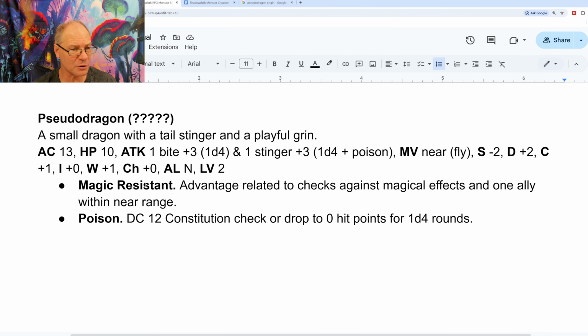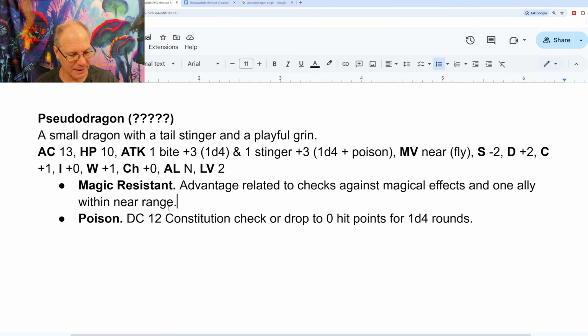So I've got here: magic resistant, advantage on checks against magic effects, and one ally within near range. So it's very different to just affecting itself. If it has an ally within near range, which is about 30 feet, then that ally will also have that magic resistance advantage on related checks against magical effects. That's what I wanted to do.